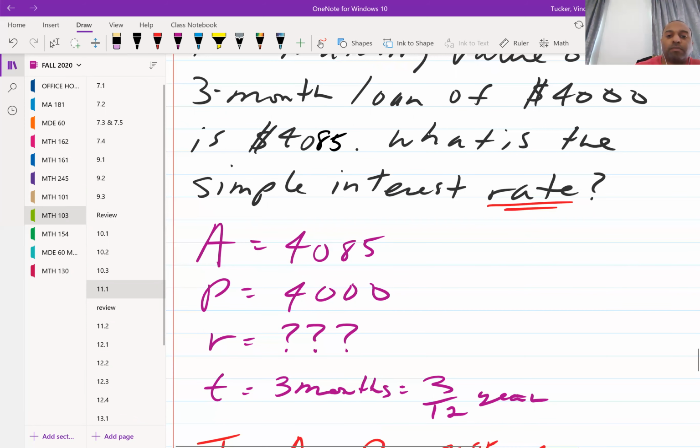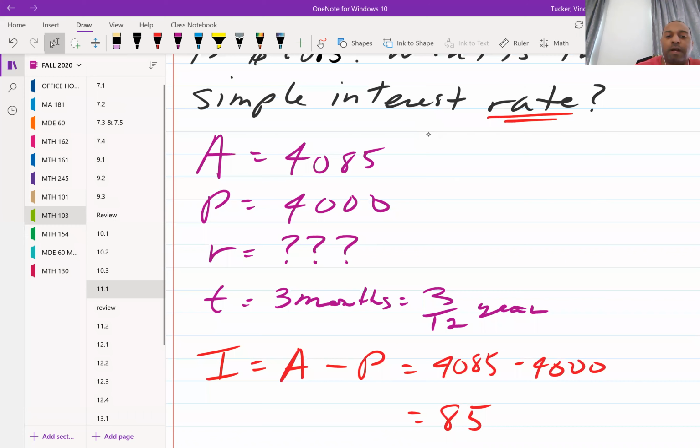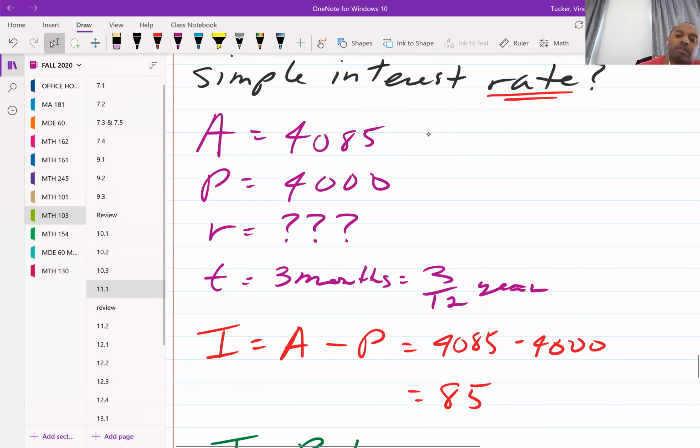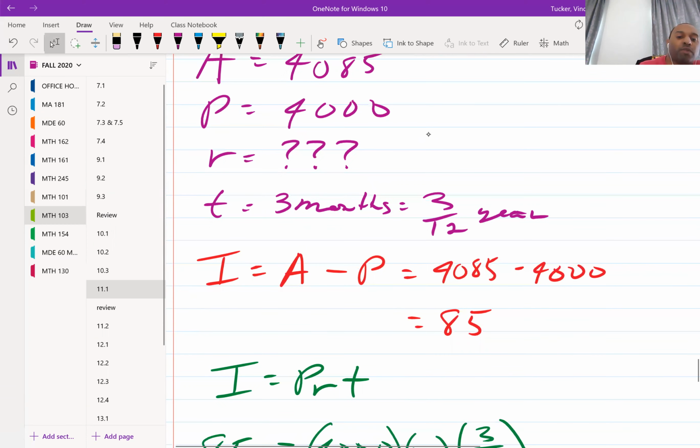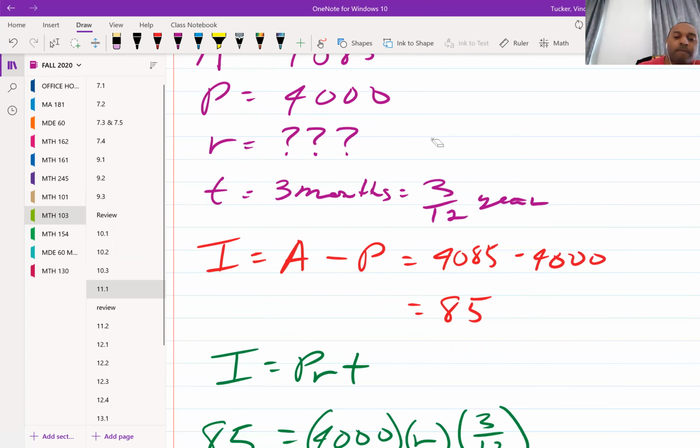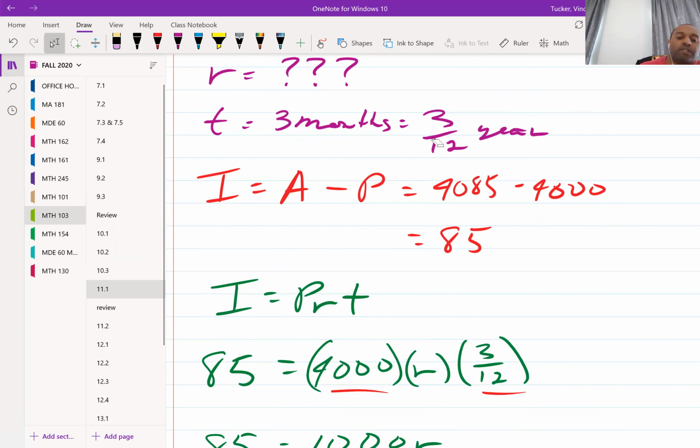So what I did here was I first found the interest earned. I took 4,085 minus 4,000 and got 85. $85 interest was earned in the 3 months. Then I plugged all of the pieces that I know into this formula: 85 for I, 4,000 for P, and 3/12 for T. Remember, we're trying to solve for R. That's the one we do not know.